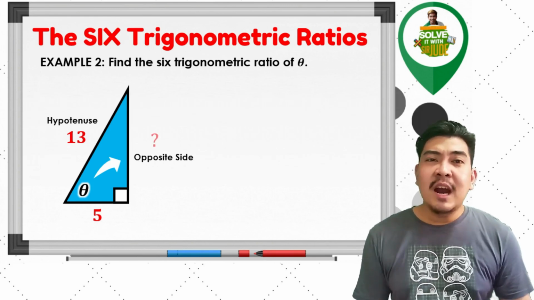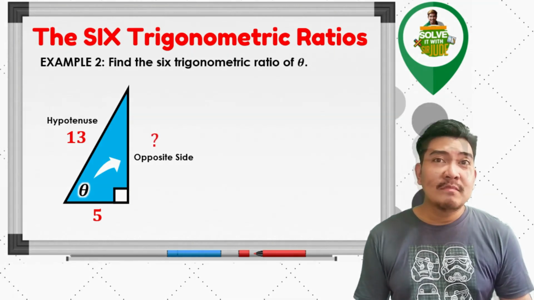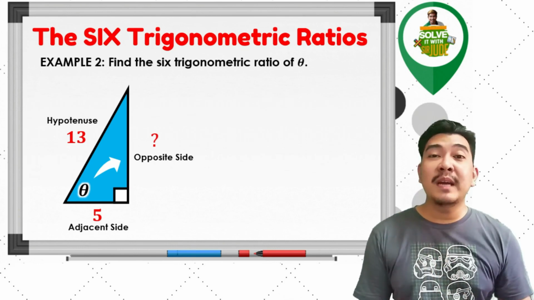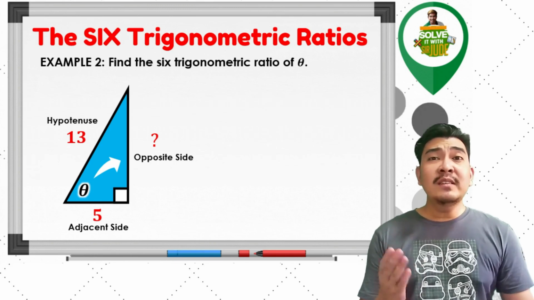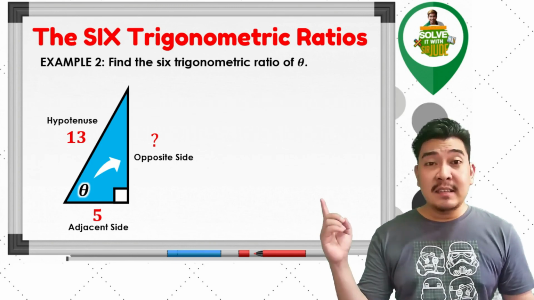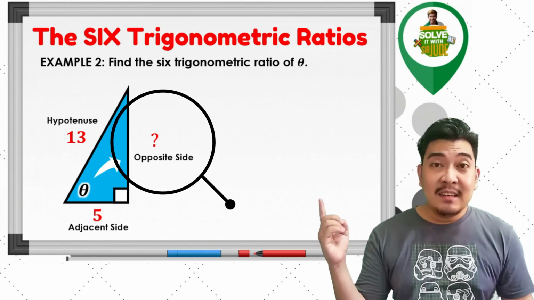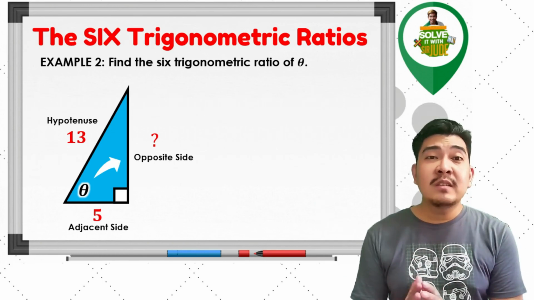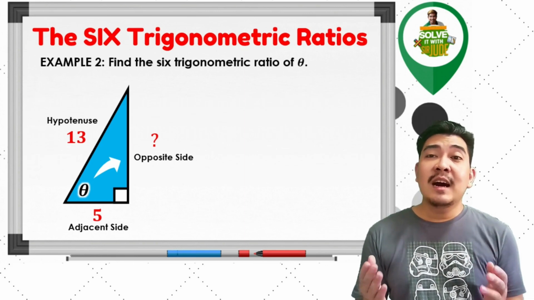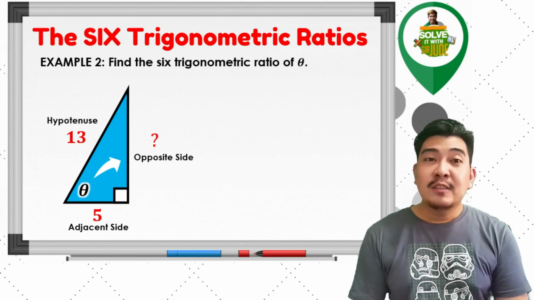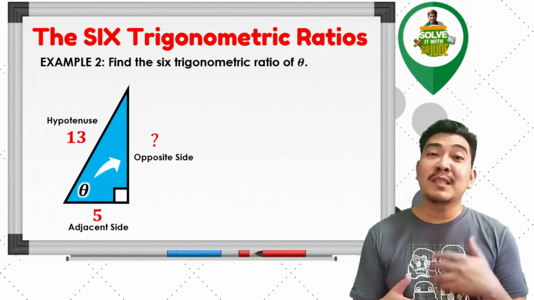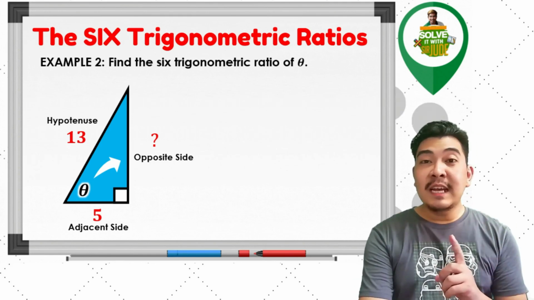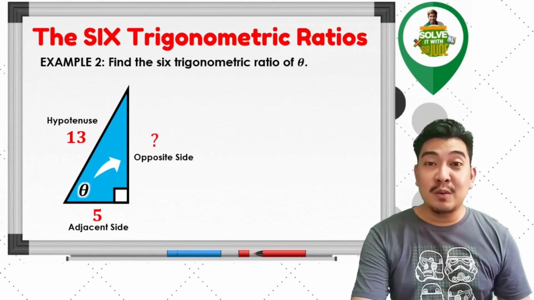And if you can see, our opposite side is unknown. And the last one is the last side that has the measure 5 units and that will be our adjacent side. If you can see, our given right triangle has one missing leg. So therefore, we need first to use the Pythagorean theorem in order for us to get the measure of the opposite side. So para mamaya makuha na natin siyang mas madali yung 6 trigonometric ratios, since remember, kailangan natin si opposite side sa mga ratios.